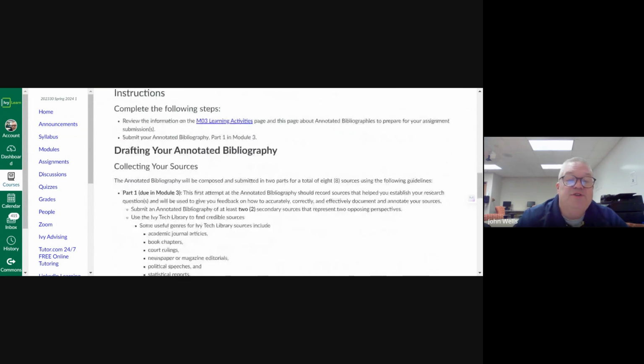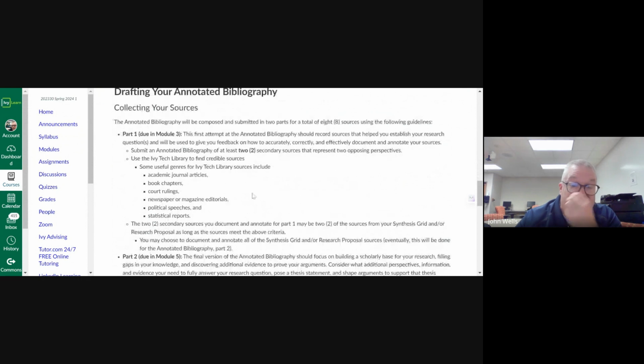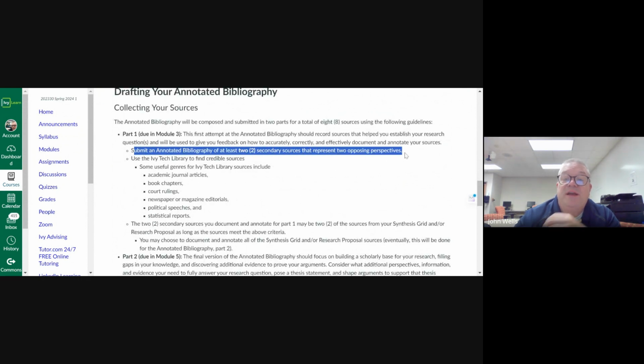So what you're going to do is you're going to draft this. You're going to take 2 of the sources that represent opposing perspectives. Okay, so for this assignment, you're going to use 2 sources, and those 2 sources have to be opposite or different perspectives, right?